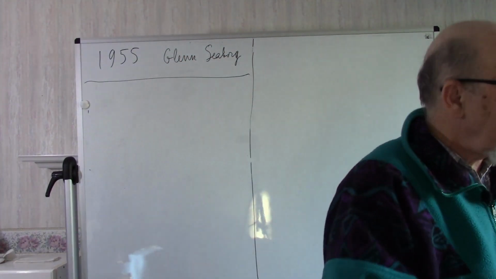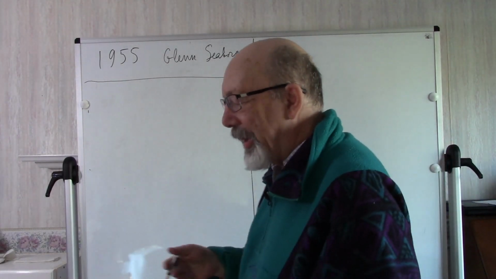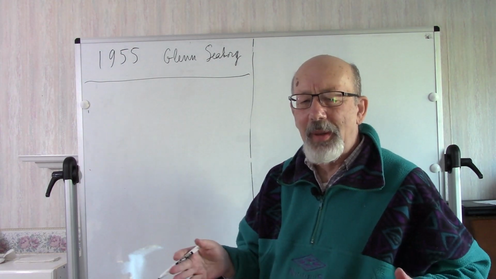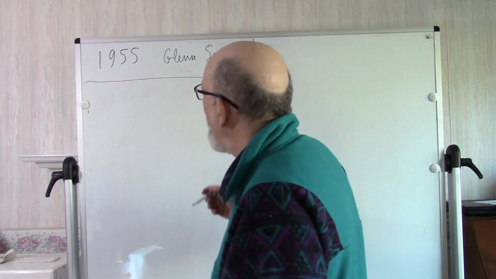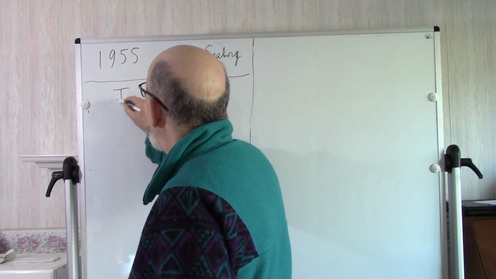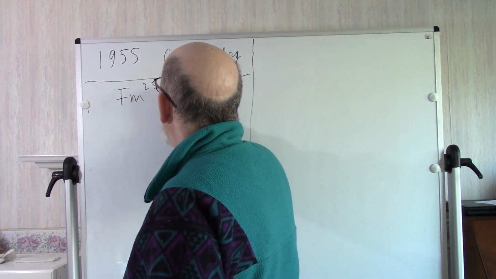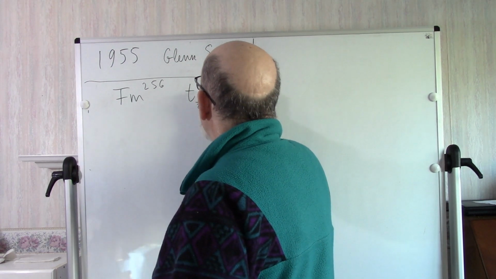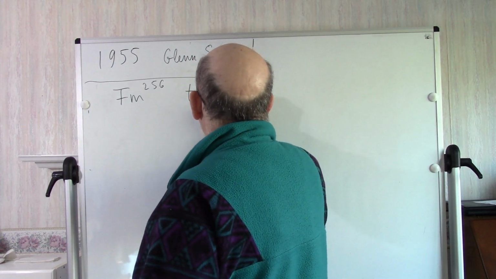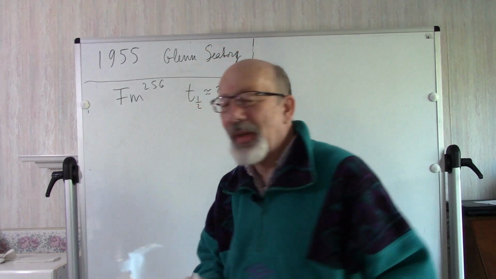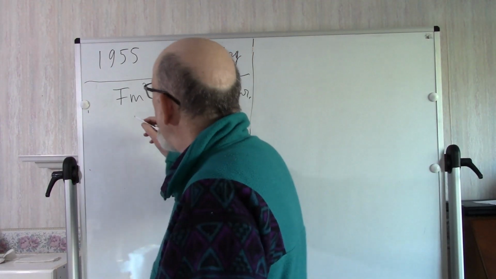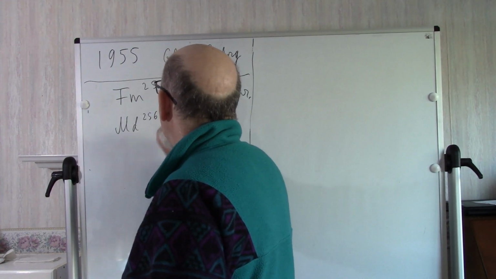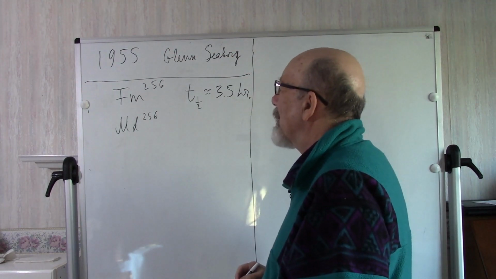So he studied transuranium elements, which are artificial elements heavier than uranium. They are unstable, radioactive, and very fast decaying. Among these elements was the element fermium. Its T1/2 is approximately 3.5 hours. And the element Mendelevium, with the same atomic weight but different atomic number.